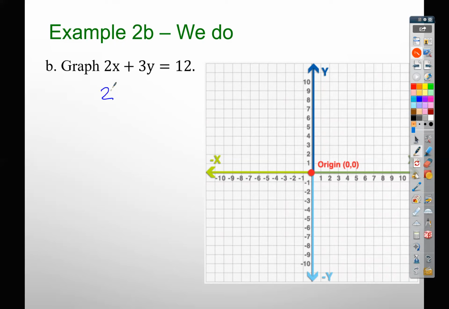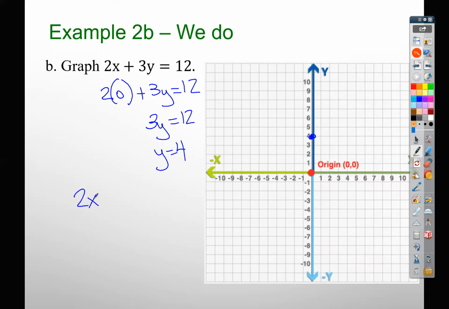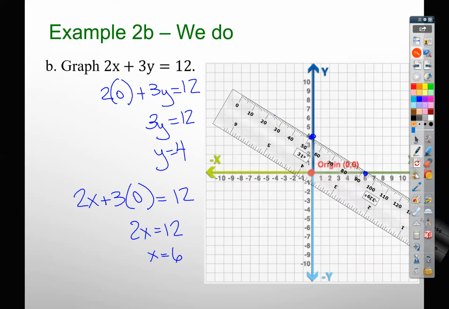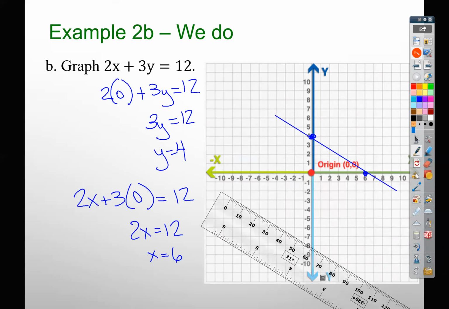So remember, if I plugged in a 0 for x, y would equal 4. So that is my y-intercept. So where x is 0, y is 4. And where y is 0, x is 6. So where y is 0, x is 6. And I can actually draw the line right there. So let's see if this works any better for me. Here we go. And I'm going to draw that line. I'll move that out of the way. And there you go.